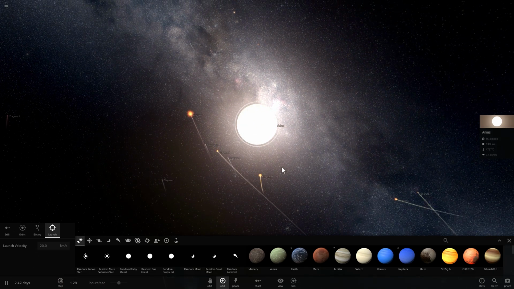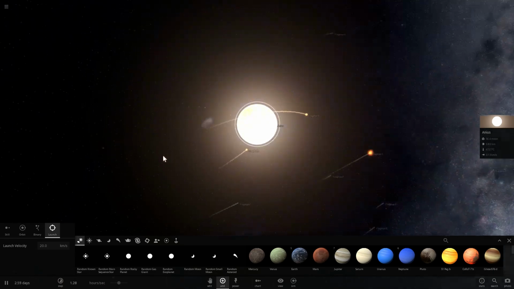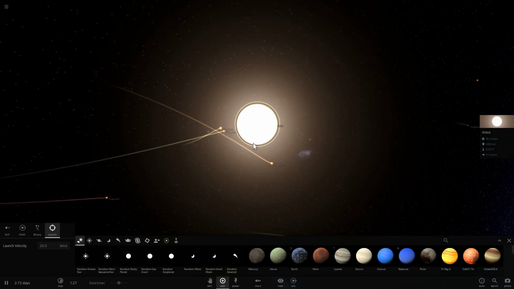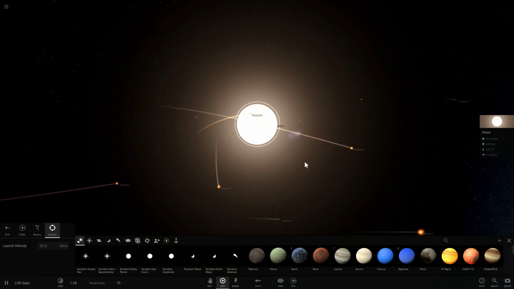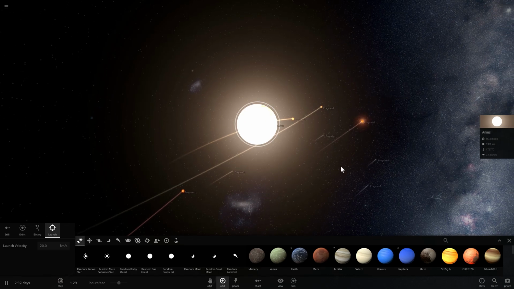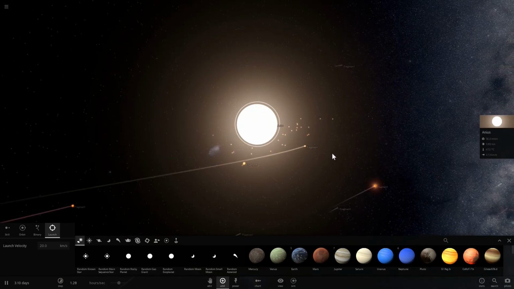Now, you'll notice that I have at least 3 fragments this time orbiting around my original planet, and all these 3 objects at some point will settle into a relatively stable circular orbit similar to the moon.